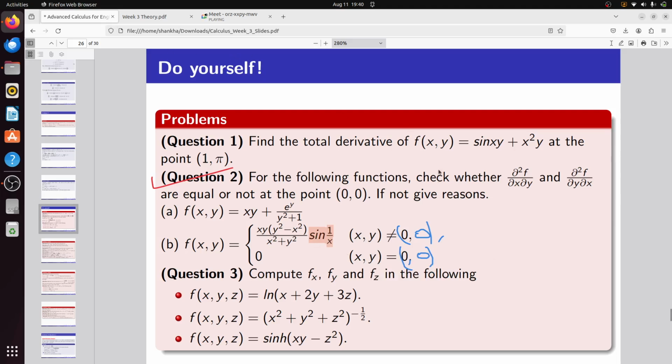Okay. So till now we have discussed partial derivatives. Now I will very briefly discuss some theoretical aspects. These theoretical aspects I will discuss so that we can solve problems in the next class.